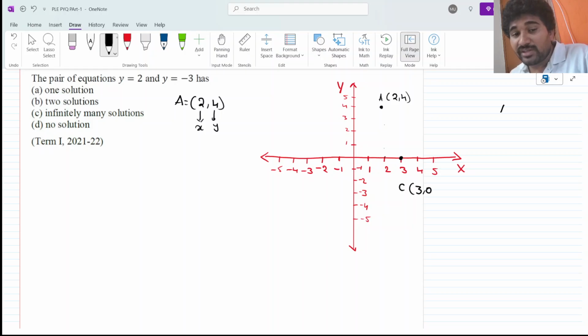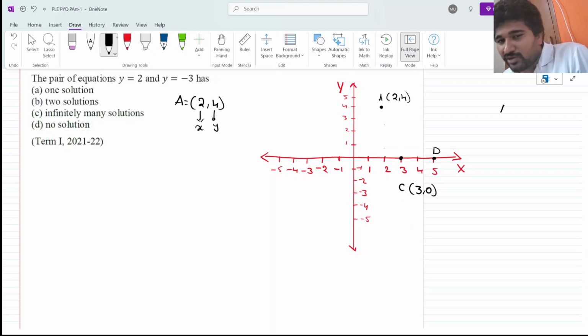Now if I write a point C, what are its coordinates? 3, 0, very good. Because on the x-axis there is no y value. You didn't move in any y direction. Did I go anything upward? No, right? I am on the x-axis only, right? That's why my y value is 0. Clear that thing now?